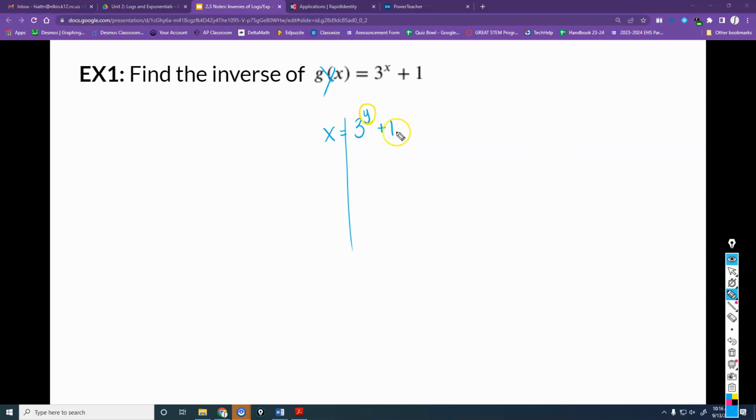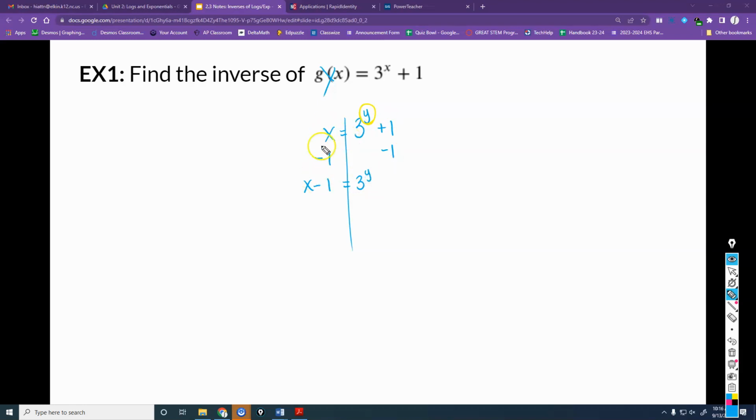I got a 3 over here. I got a 1 over here. Drew, what have I got to get rid of first? The 1. Okay, how do I do it? I'm going to subtract that 1. What is x minus 1? No, it's just x minus 1. We can't put those together, so we just write it as x minus 1. Okay, and so that's the difference.